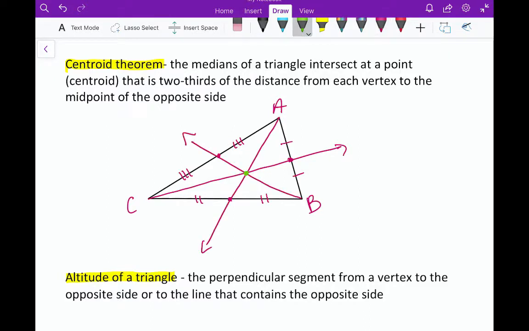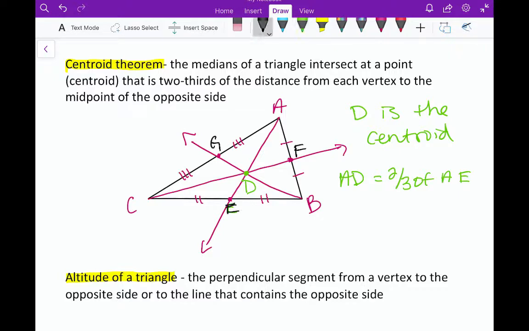So there is the centroid, and this theorem says that the medians intersect at the centroid, that green point, which is 2/3 of the distance from each vertex to the midpoint. So what that means is that I'm going to call the centroid point D. So D is the centroid. AD is 2/3 of AE, and this is going to be E right here. So AD is 2/3 of AE, which means DE is 1/3 of AE, right? 2/3 plus 1/3 is the whole.